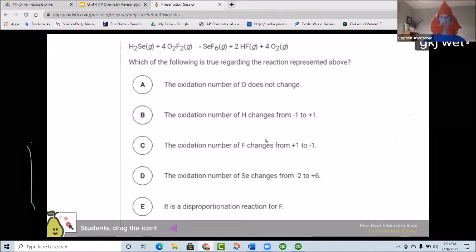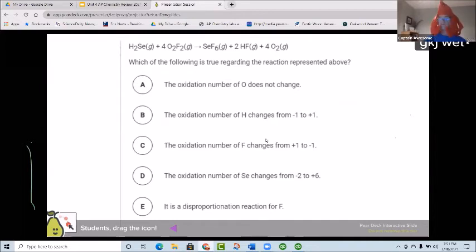And then letter B is wrong because hydrogen is a +1 on the left-hand side, and hydrogen is still a +1 on the right-hand side. So B is not right. C is wrong because fluorine always gets to be -1 unless it's all by itself. Then it would be an element in its standard state, and the oxidation state would be 0.